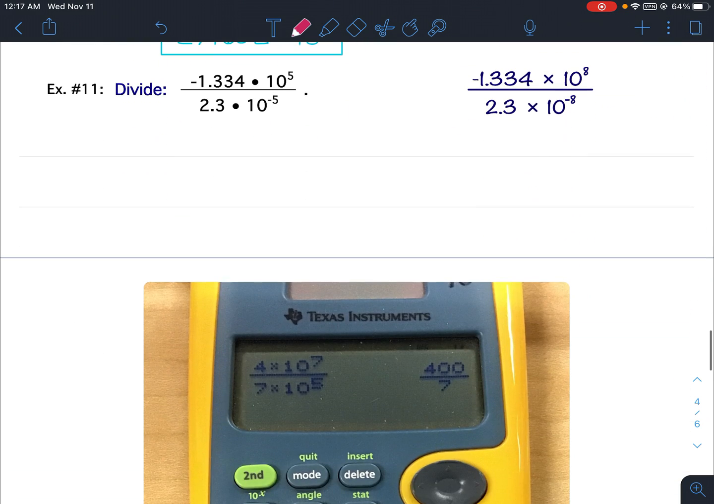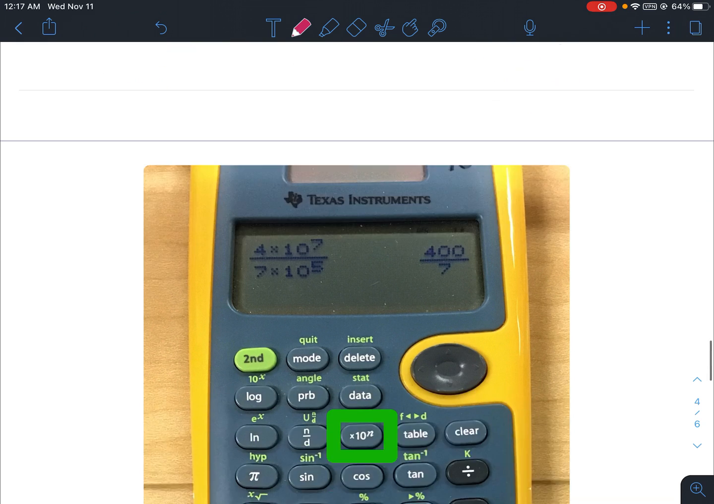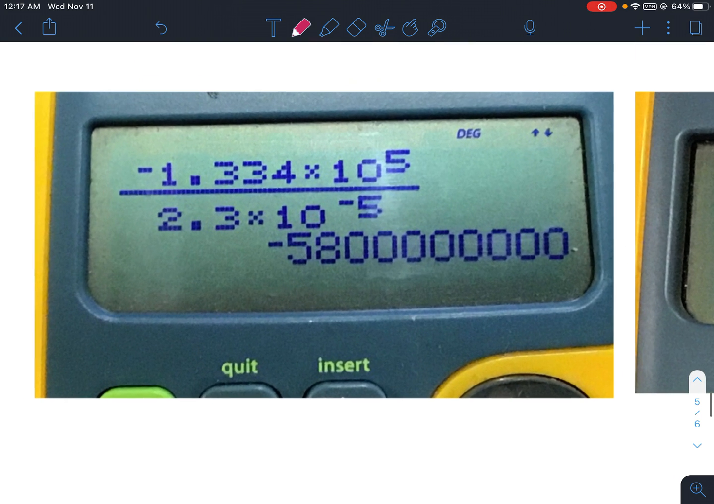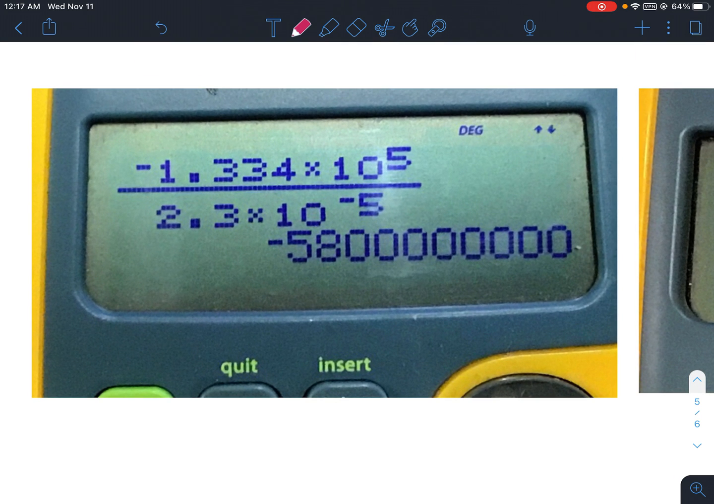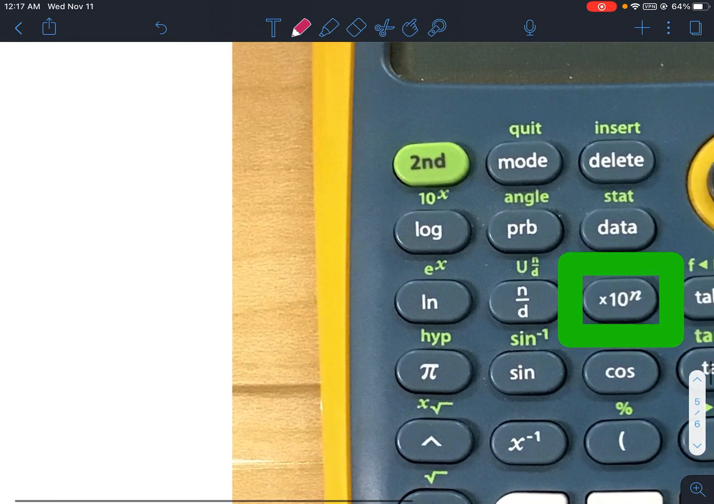Okay, example number 11, this first problem here, it is unique because depending on whether you use the iPad calculator or the school calculator, it gives you the answer 2 different ways. I want to show you what it looks like if you use the school calculator. So if you use the school calculator and you enter negative 1.334 times 10 to the 5th divided by 2.3 times 10 to the negative 5th, you get negative 5,800,000,000. So let's write that number down.